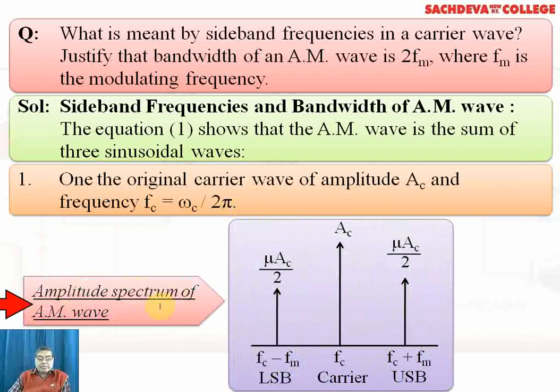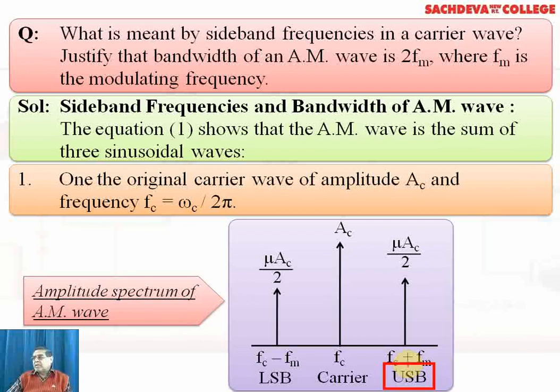Now, the amplitude spectrum of the amplitude modulated wave. When we use the term spectrum, we are referring to different frequencies. So, in the extreme left figure, where we have written mu AC over 2, mu is the modulation factor. It is multiplied by the amplitude of the carrier, divided by 2, and that is the lower sideband. The lower sideband will be FC minus FM. If we take the difference of the carrier frequency and the modulating frequency, that gives the lower sideband. FC is the carrier frequency and AC is the amplitude of the carrier wave.